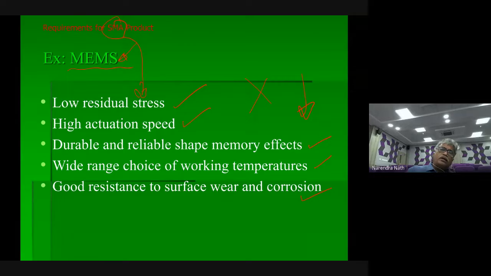Or suppose, say, high actuation speed. Per minute, how many actuations are you expecting, or per hour, how many actuations are you expecting? These things come into the picture.